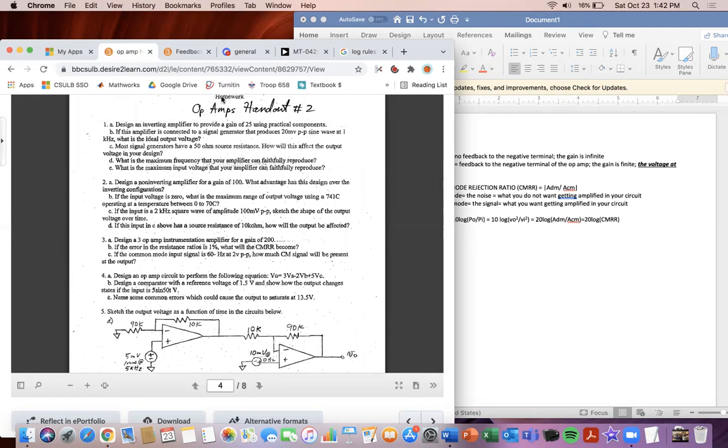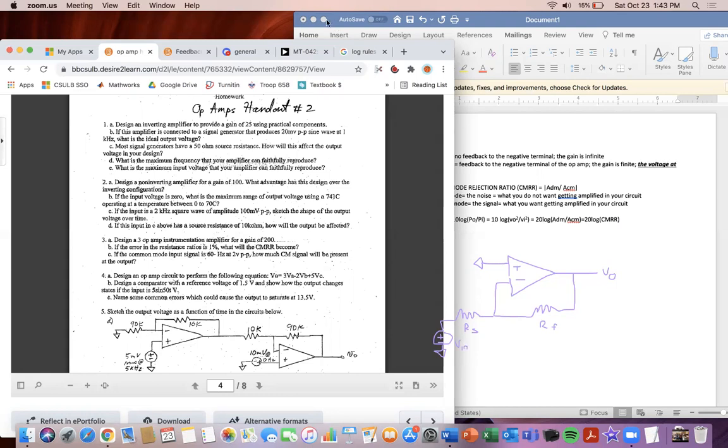Okay, so for number 1, design an inverting amplifier to provide a gain of 25 using practical components. An inverting amplifier looks something like this: we have our positive terminal here, our negative terminal, and we know we're going to have feedback for this one. So we're going to have an RF here, and an RS. Since it's inverting, the voltage source is hooked up to the negative terminal, and the positive terminal is hooked up to ground. Then we have our voltage output here. We label this as RF and this one as RS, and I label this as our V input.